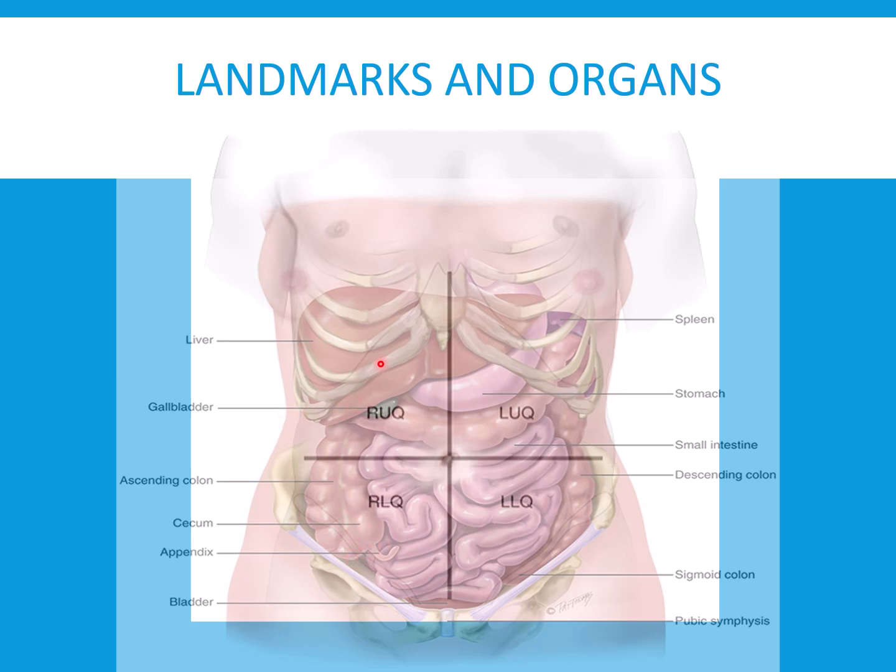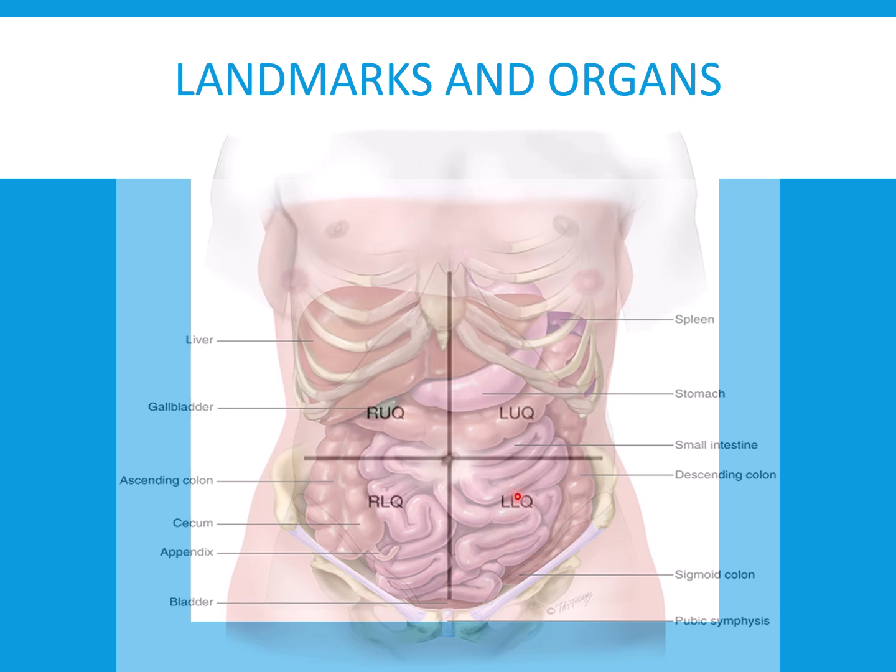When we move up to the right upper quadrant, you're going to have your gallbladder, your liver, and your upper colon here. And in the epigastric area, which is right below the sternum, you'll notice that we have our stomach, and the stomach also goes up into the left upper quadrant as well. And then we have our pancreas and spleen in the left upper quadrant. In the left lower quadrant, we just really have the sigmoid colon, and then we have an ovary.